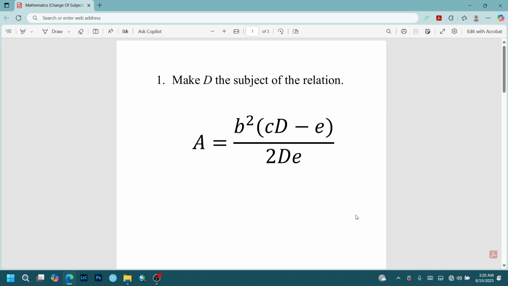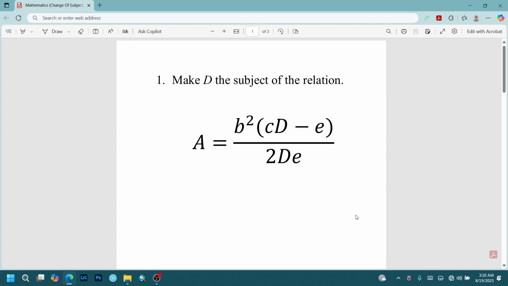Hello guys, welcome to another practical change of subject series in mathematics. In today's series, we would be solving a very sensitive question on mathematics change of subject, right? So let's quickly delve into the question.